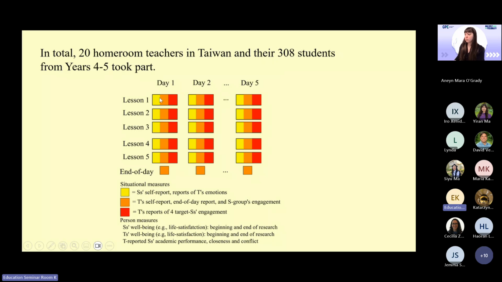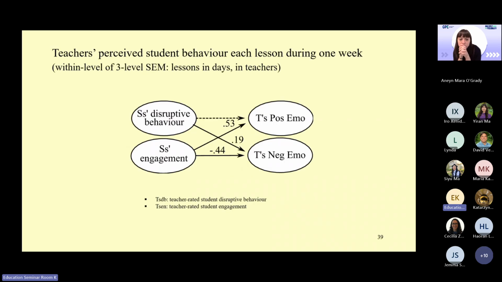Each lesson, we have students' self-reports. Students also report on the teachers, their perception of the teacher's emotions. And then we have a teacher's report of his or her emotions. And then we have teacher reports of target students' engagement from one lesson to another. And then some additional questionnaires at the individual level.